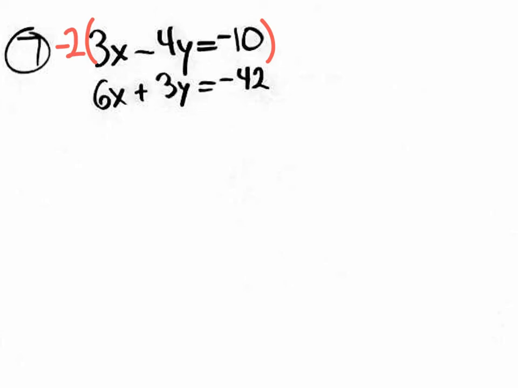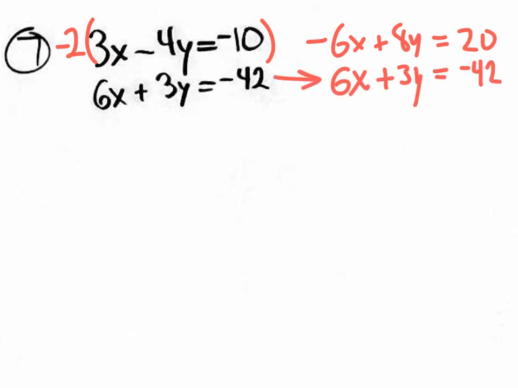Negative 2. And when I multiply the top by negative 2, I get a negative 6x. I get a positive 8y. I get a positive 20. And the bottom one I'm just going to rewrite. And now we're going to combine and cancel. And I'll get 11y equals negative 22. Got a brain fart right there.